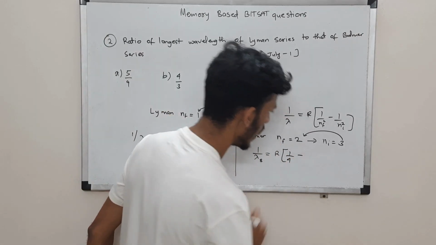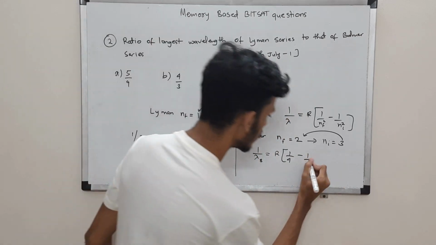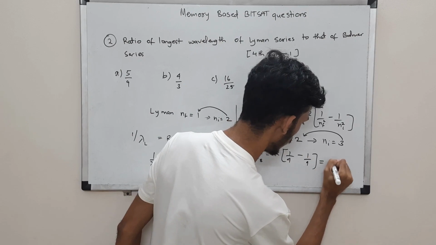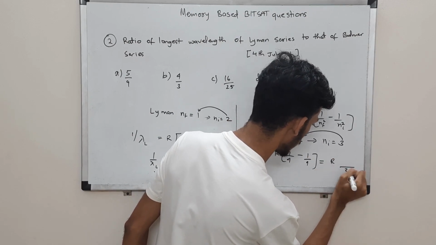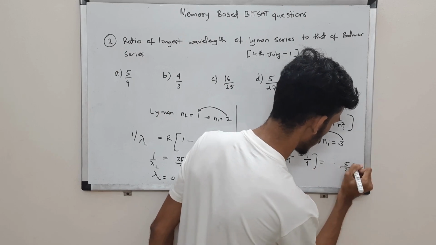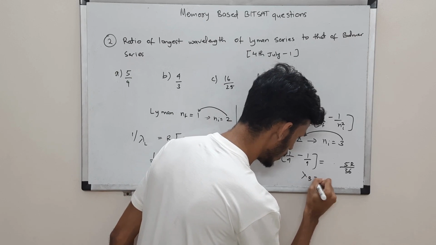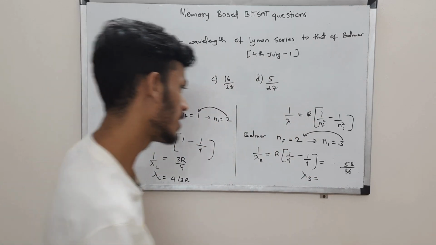Okay, and n initial square, so 1 divided by square of that, right? So that is 9. Okay, let's solve this. This will be 36, 4 9s are 36, 9 minus 4, 5. So 5R by 36, okay, and just take the reciprocal of that since you want lambda B. So lambda B will be 36 by 5R.